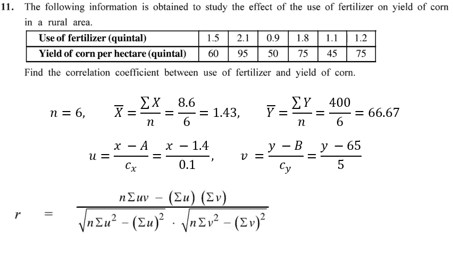The formula is as usual, and when you solve the question your answer will be 0.84, a high degree of positive correlation. Usually we are getting this same answer, a high degree of positive correlation.